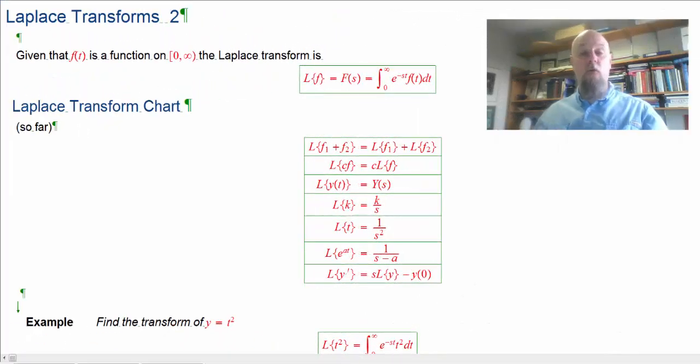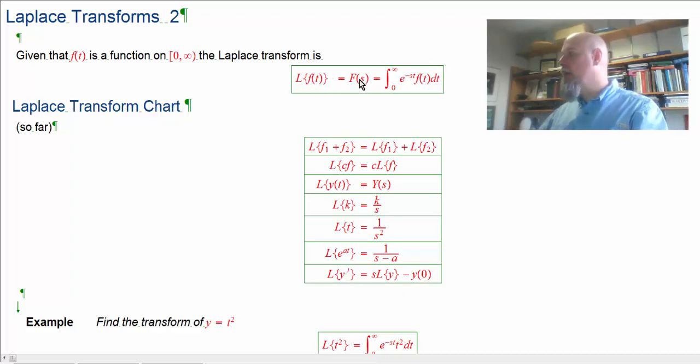More Laplace transforms. So we've got our definition here of the Laplace transform of a function. If we transform a function of time, we get a function of s, capital F, in the Laplace world. And to transform any function, we just integrate from 0 to infinity e to the minus st times that function, dt.